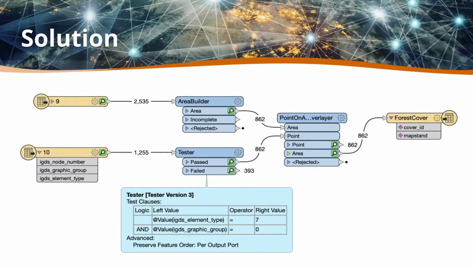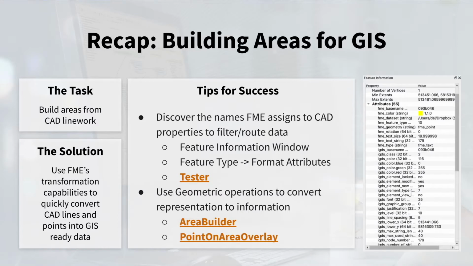So again, the solution was: read the DGN file. I exposed or made available the node number, graphic group, and element type. I ran them through the tester to pick out the ones I wanted. I used the area builder to build my lines. I connected, or spatially joined, the points on the areas, and I output it to a shapefile for use in GIS. And so the recap, again, you know the task, and we saw the solution, the tips.